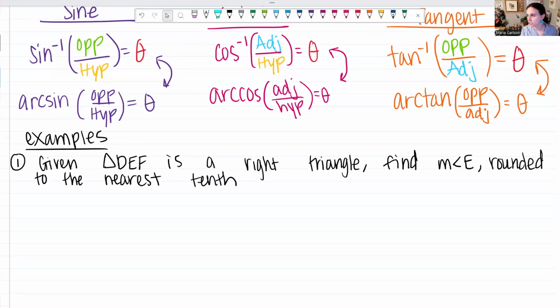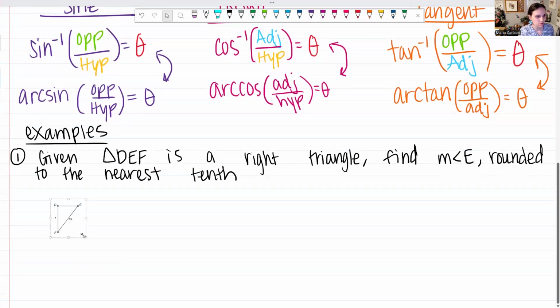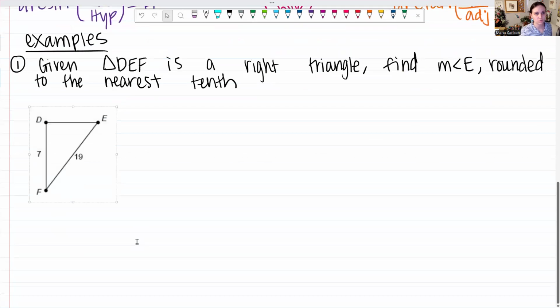So this image here is DEF. The reason why it's written out that DEF is a right triangle is because we don't actually see which angle is the right angle. But by looking at this, I hope we would agree that the right angle is going to be the one opposite the longest side, which here looks like it is EF. So our right angle is this angle D. Now we want to know the measure of angle E.